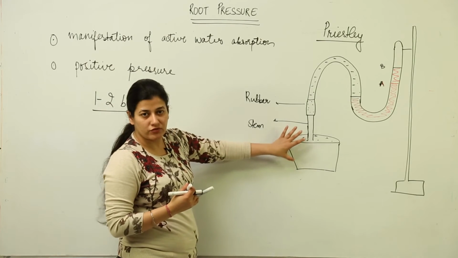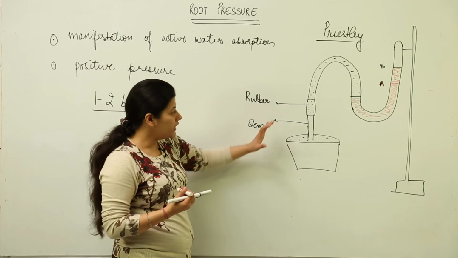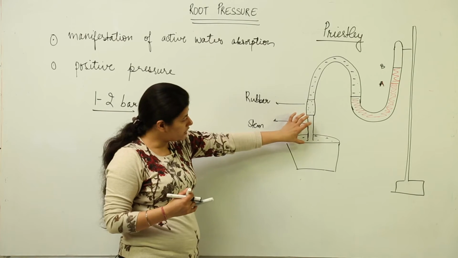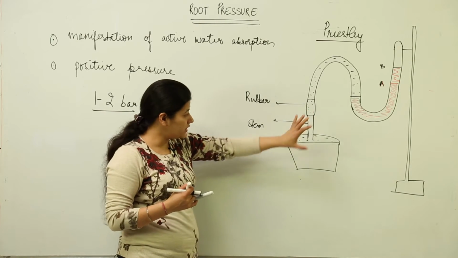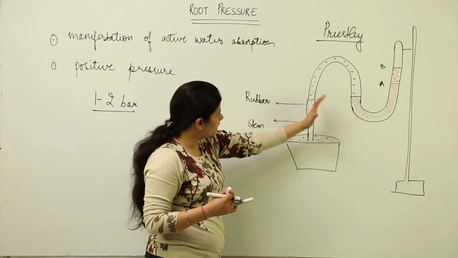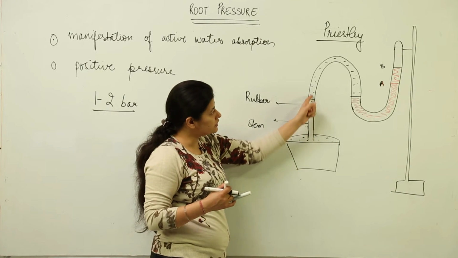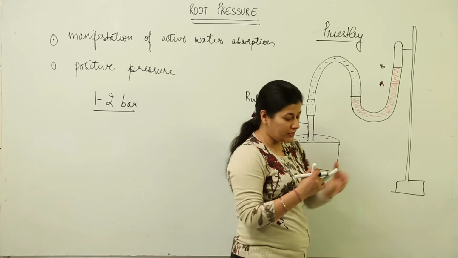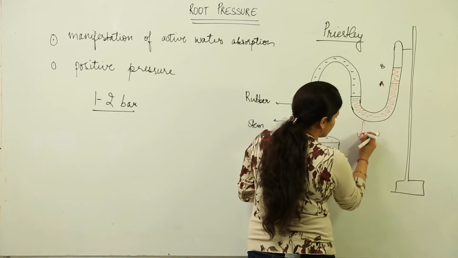You take a plant that has been well watered the previous day, then you cut off the stem's leaves, leaving only a part of it that is the stump. This would act as a stump. This stump is provided with a rubber clamp, and that is connected to a fluid-containing manometer which has mercury in it.